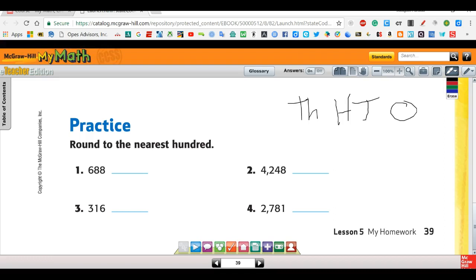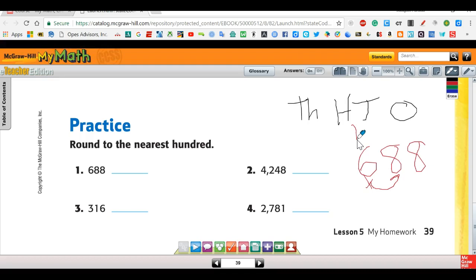And if I have 688, what number's in the hundreds place? 6, great. I'll put a little arrow there, a little X. Look at the number to the right. What does the 8 say to do to the 6? Add 1. So what's 1 plus 6? 7.